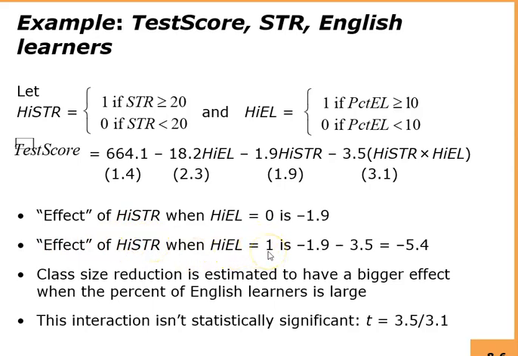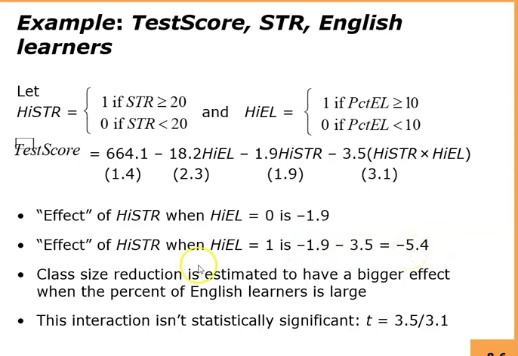Similarly, if you want to find out the effect of high STR on test scores when high EL is equal to 1, you will once again have to compare 2 equations with each other. For the first equation, you will use the value of high EL equals 1 and the value of high STR also equals 1. For the second equation, you will use the value of high EL equals 1, but the value of high STR equals 0. And when you subtract both of these equations from each other, you will get the total effect equal to minus 5.4.